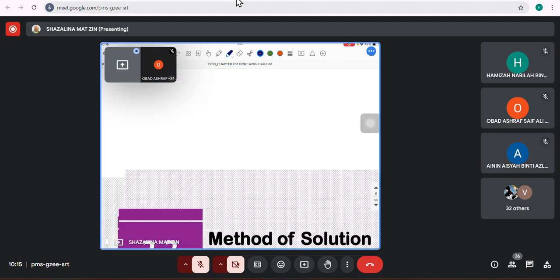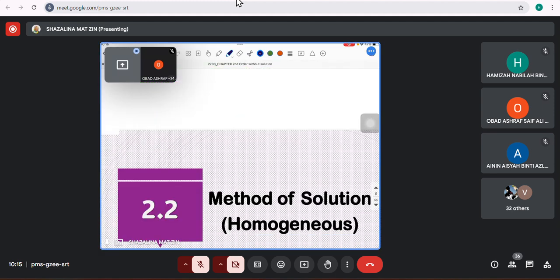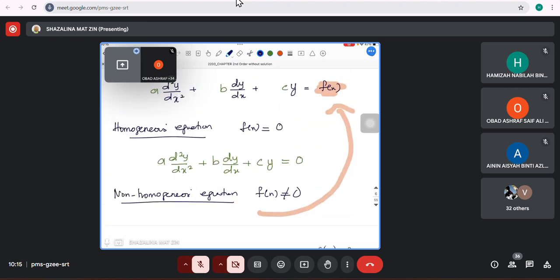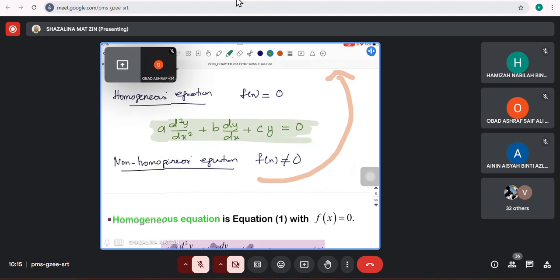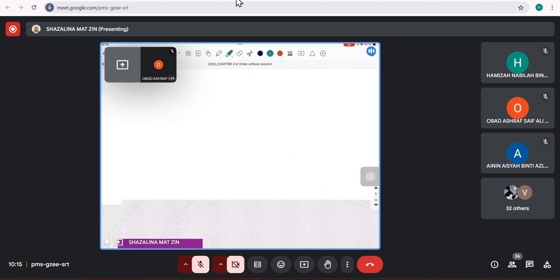Ada lagi soalan? Okay, for today, we are going to solve this equation, the homogeneous equation. Okay, before we go further, you have to understand what is meant by A, B and C. As I just mentioned, A constant, B constant, C also a constant. Ada soalan lain? Any other questions?